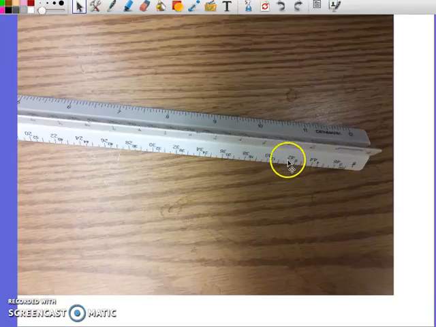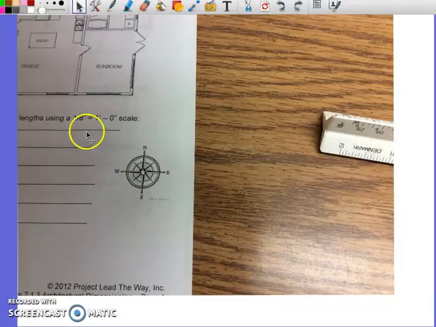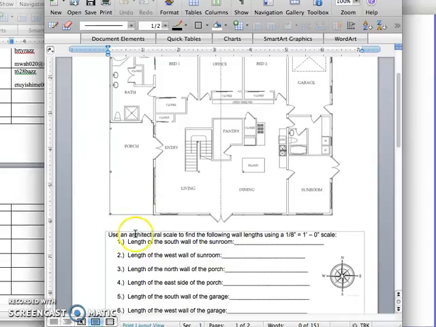So that's kind of just an introduction to this architectural ruler. Let's go ahead and now use it with this worksheet. So hopefully you can read this. I know sometimes my pictures don't show up very well on the screen, but it says here we're going to use 1/8 of an inch equals 1 foot. So I'm going to go back to that worksheet and just show you where I'm at right here. I'm saying right here, use an architectural scale to find the following wall length using 1/8 of an inch equals 1 foot.